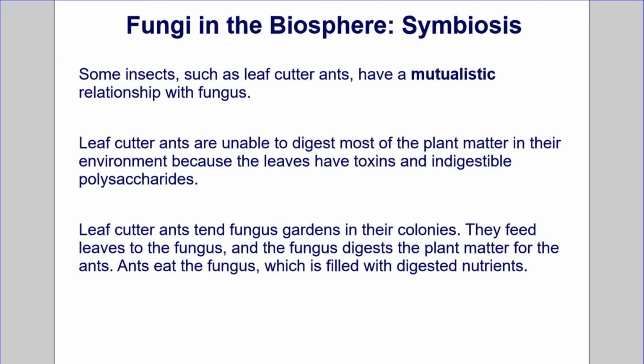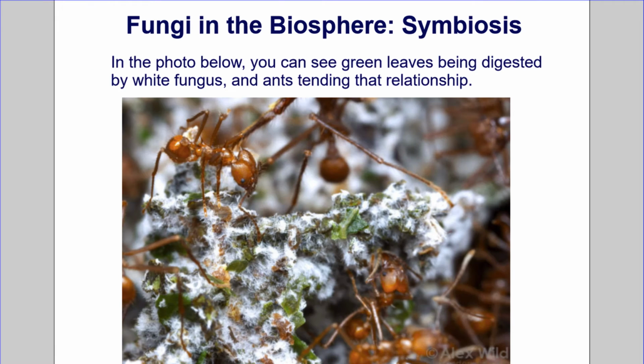Leafcutter ants are unable to digest most of the plant matter in their environment because the leaves have toxins and indigestible polysaccharides. Leafcutter ants tend fungus gardens in their colonies. They feed leaves to the fungus, and the fungus digests the plant matter for the ants. Ants eat the fungus, which is filled with digested nutrients. In the photo below, you can see green leaves being digested by white fungus, and ants tending that relationship.